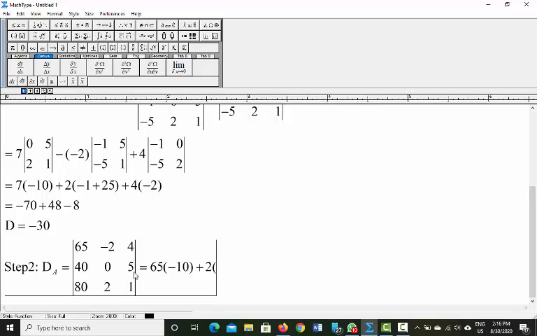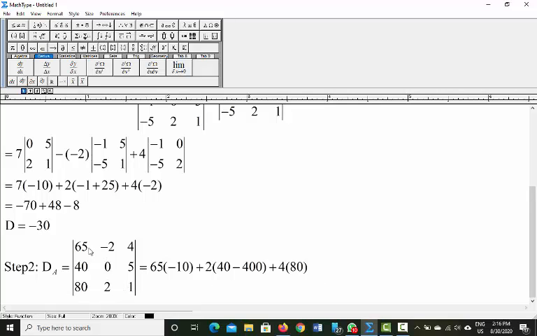We will be left with 45, 81. So 40 multiplied by 1, that is 40. Minus 5 multiplied by 80, that is 400. Plus 4. Now we will take this one, so we will be left with 40, 0, 82. So 40 multiplied by 2, that is 80, and then minus 0 multiplied by 80. 0 multiplied by 80 is 0, so we don't need to write that.